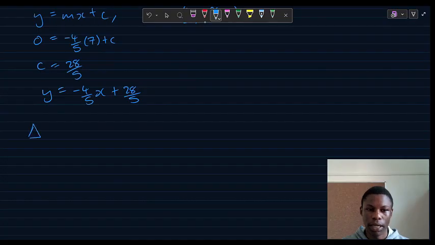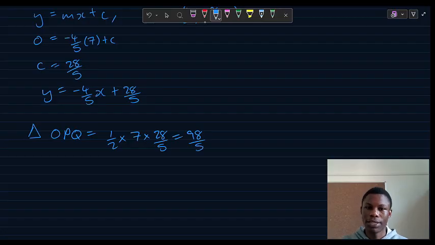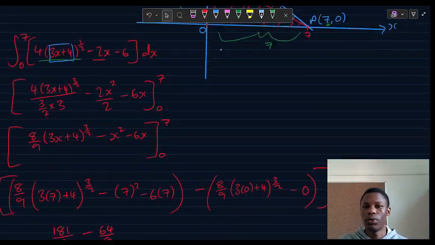So triangle OPQ is equal to half base times height, base being 7, height being 28 over 5, which gives us 1 over 2 times 7 times 28 over 5. That's 98 over 5. So that's the area of the triangle OPQ.